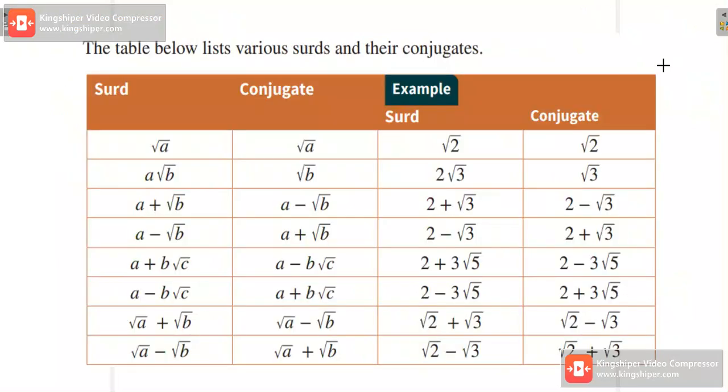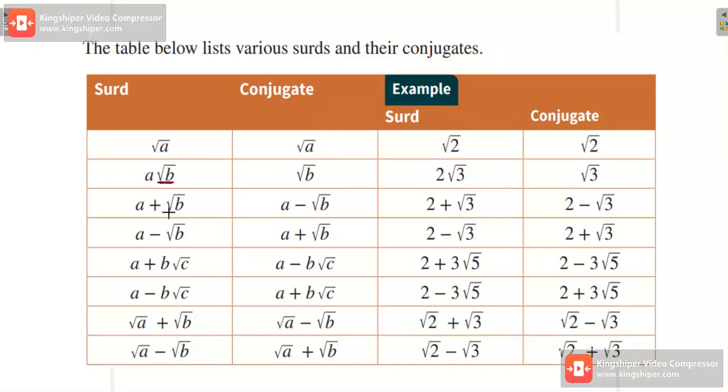So let's look at this table. So we have a set here, root of a. Its conjugate is going to be root of a. Example, if you have root of 2, the conjugate is root of 2. If you have a root of b, the conjugate is just the set part, which is root of b. Example, 2 root of 3, you have the conjugate to be root of 3.